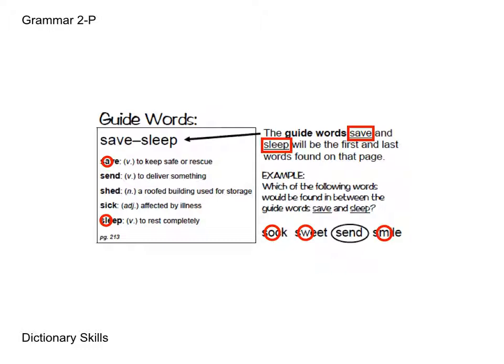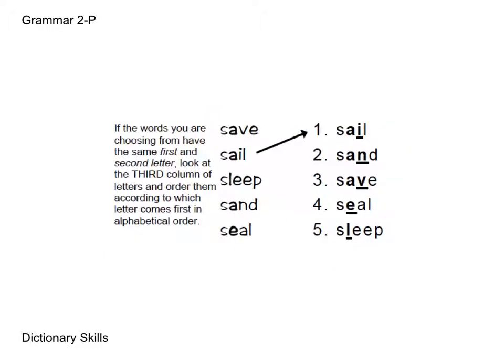So now that we have that figured out, we'll look a little further into how to find the word now that we know what the guide words are. So in some instances on that same page of the dictionary, everything will start with S, but you may also have a lot of words that have the same second letter, such as here where we have 3 that start with SA. So we have sail, sand, and save. And so now we need to figure out how to order them alphabetically, or where they will come in the dictionary and on the page.